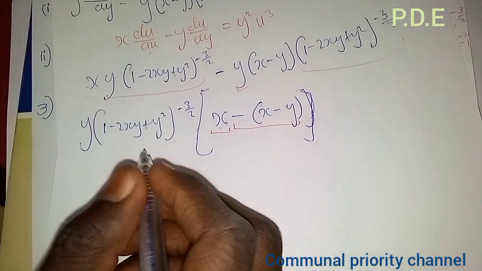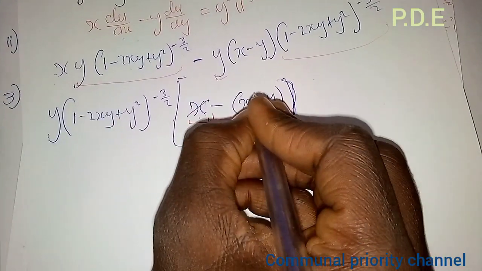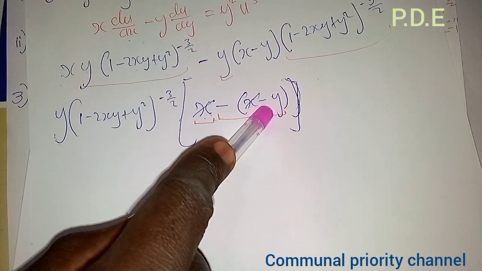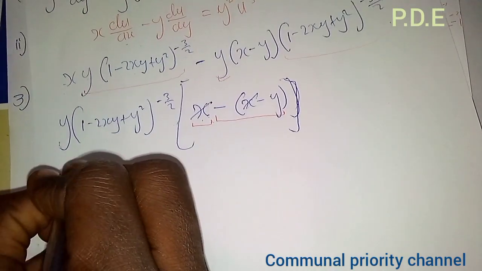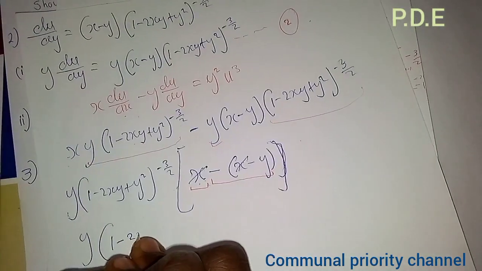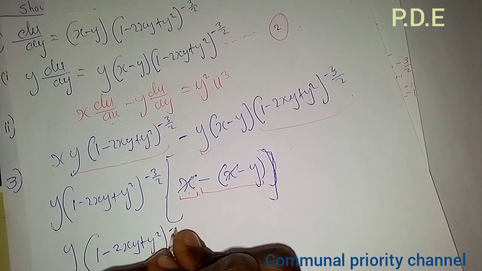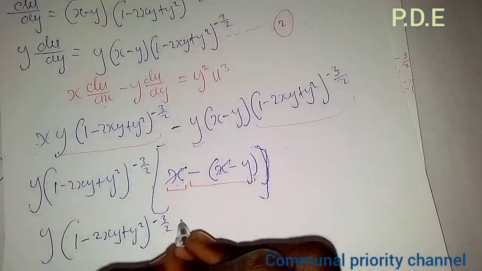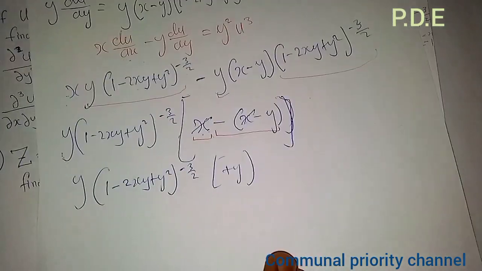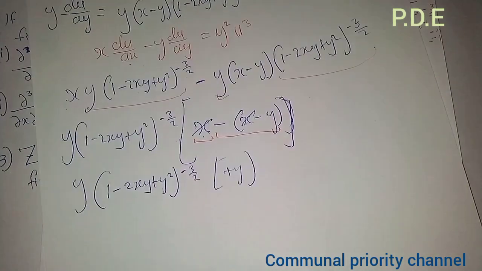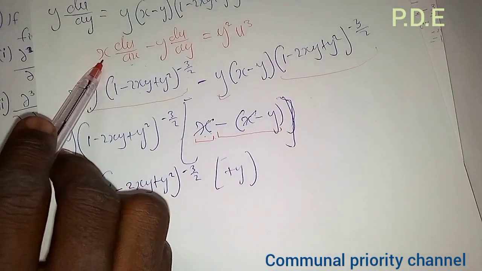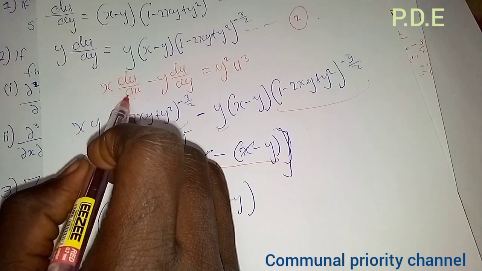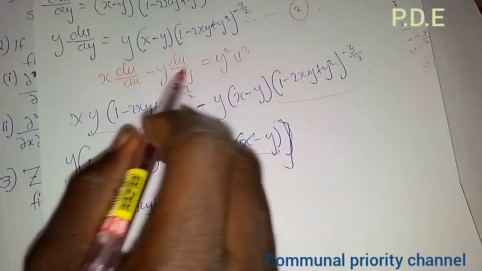So therefore now, this x will cancel this x, and minus times minus will give us plus. So therefore, now our y open bracket 1 minus 2xy plus y square to the power of minus 3 all over 2. Since this x cancels this x, minus times minus will get plus. This will be what? Plus y, right? So therefore, we can say y multiplied by y will give us what? Y square. Don't forget, we are subtracting: we have x du over dx minus y du over dy. We are subtracting this value, so don't forget.